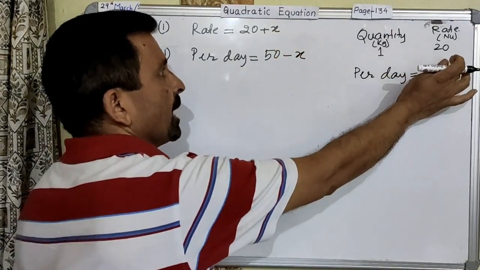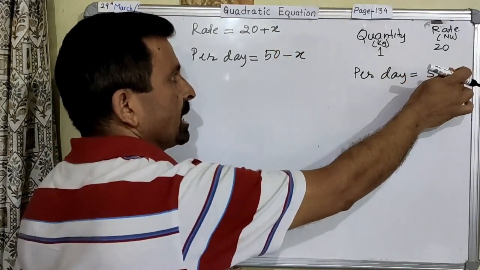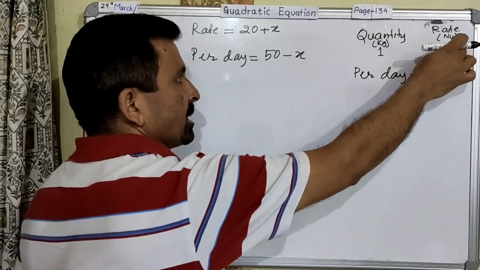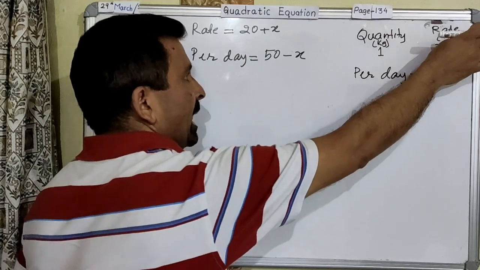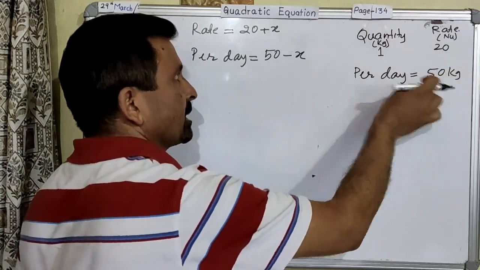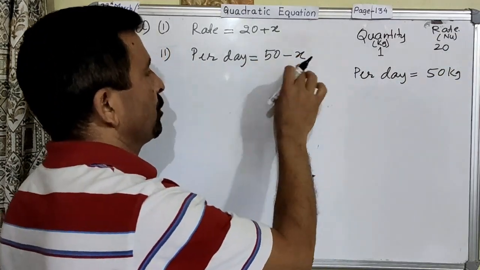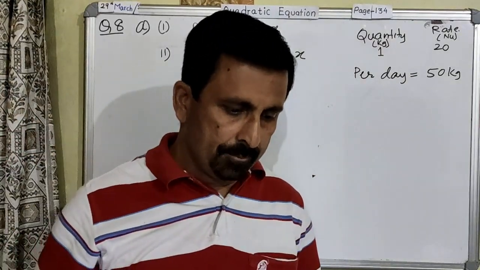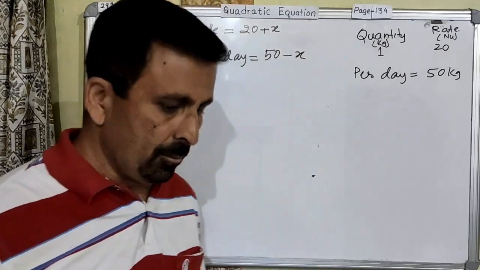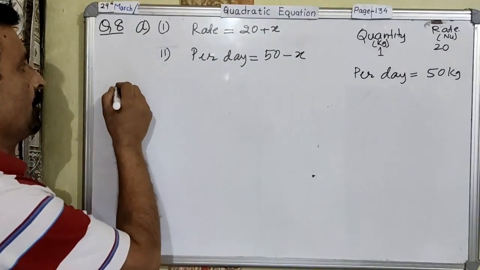I told you, no, that when this price increases by 1, the sale decreases by 1. When the price increases by 2, the sale decreases by 2. When the price increases by X, the sale also will decrease by X. And therefore decrease means minus. So we got the per day sale, 50 minus X. Is this very clear?